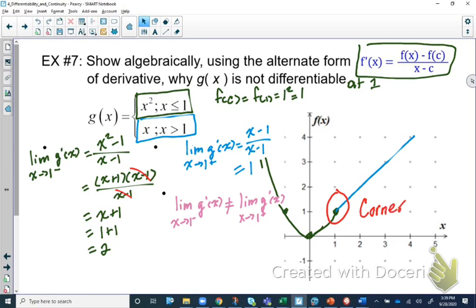And we established early on in this lesson that wherever we have a corner, the function is not going to be differentiable at that point. So that algebraically is why we're not going to be able to take the derivative of this particular piecewise function at x is equal to 1 because we have that corner.